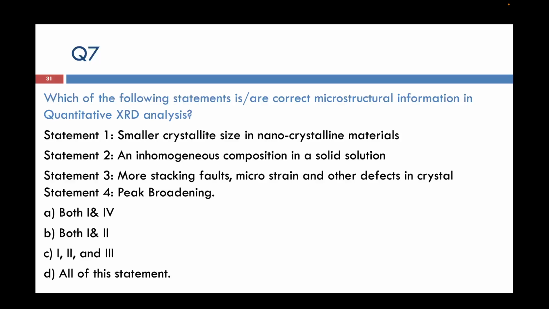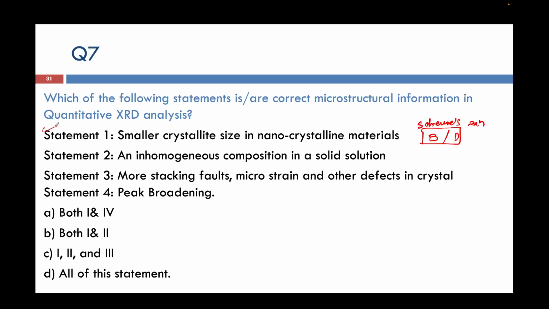Okay, so the answer will be... we'll see statement 1, smaller crystallite size in nanocrystalline materials. Crystallite size, when we talk, that means it is Scherrer's equation. So when we do a quantitative analysis, we will get the crystallite size, given by B or D, it's just a notation difference, but this statement is correct.